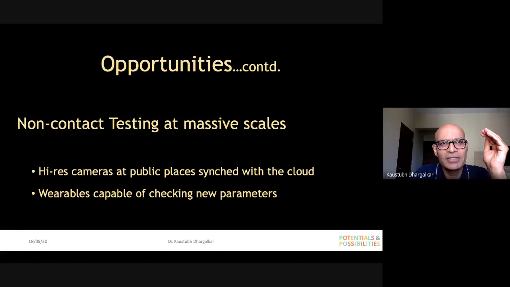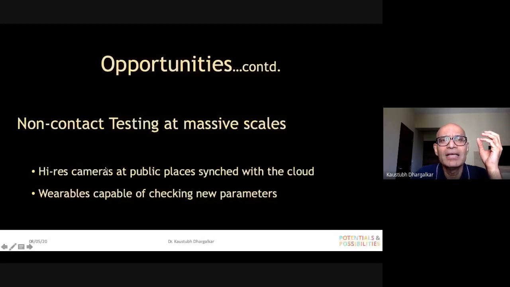In this COVID space, we have to take out blood samples to do testing. At such massive scales, this kind of testing is just woefully inadequate. So what are the non-contact testing mechanisms at massive scales that one needs to look at? I'm sure a lot of people are looking at it. That's where I feel high resolution cameras, capable of capturing the molecular signatures of these microbes at mass scales, need to be really looked at.